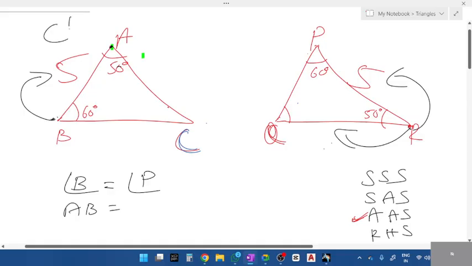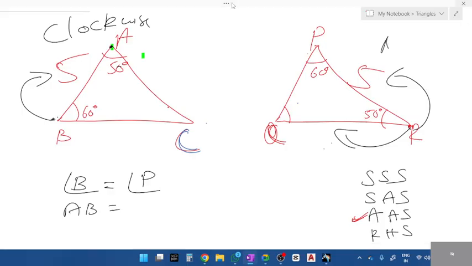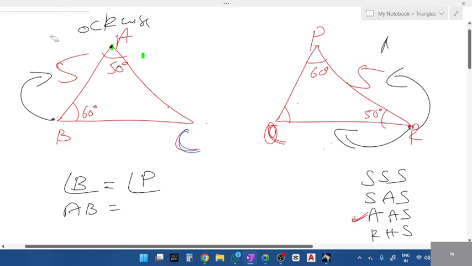We traveled clockwise. But this side, which side are we going? Anti. So it doesn't matter. It is fine. You travel clockwise, anti-clockwise, it doesn't matter. All that matters is the value should be on the same side. A, B, C. Now AB. This side AB is equal to which one? Yeah, 5 centimeters. Right.